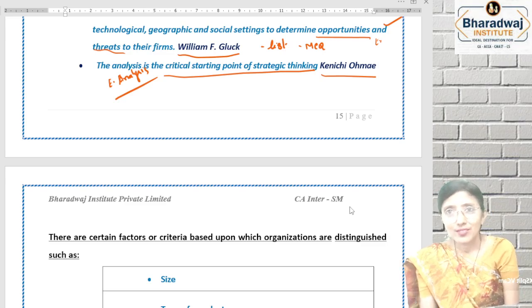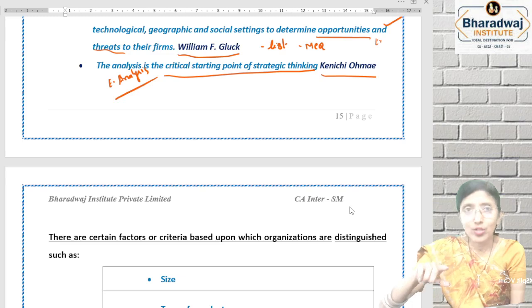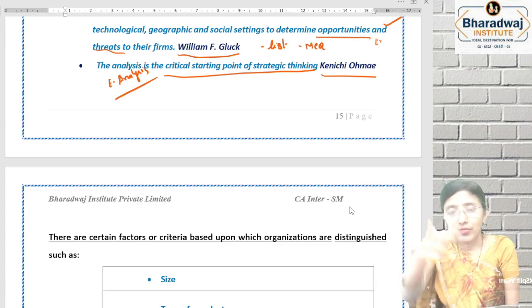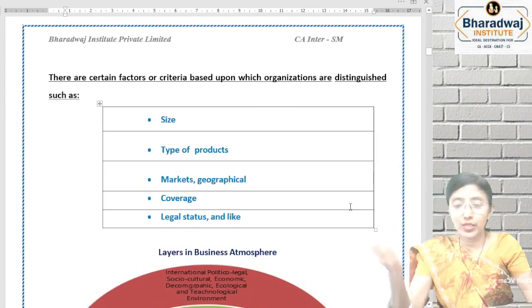Because planning is a consequence of strategy. First I frame strategy, followed by planning. Very good. Immediately she replied. That's how you should have it at your fingertips for MCQs.